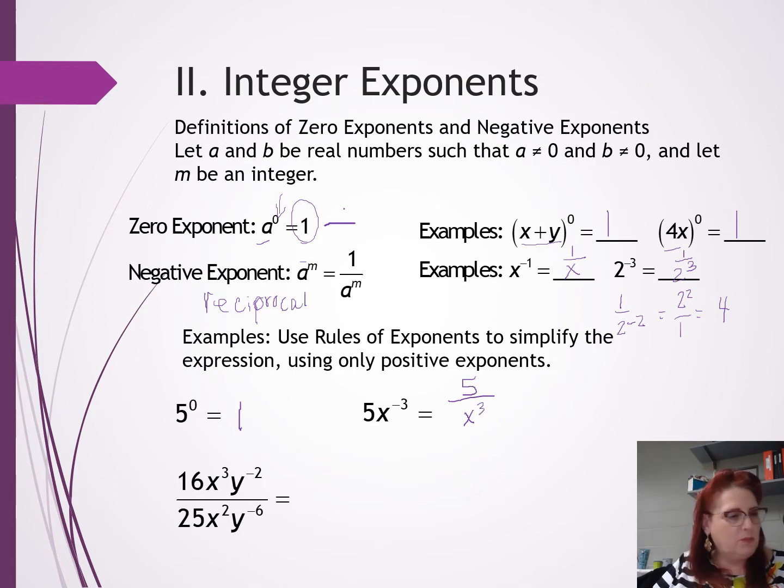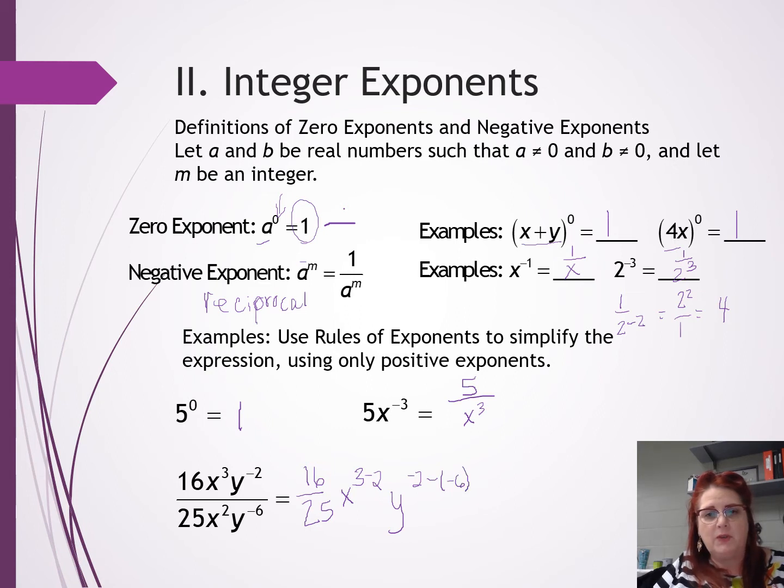Whew, now we're getting into some really fancy stuff here. We've got 16x cubed y to the negative 2 over 25x squared y to the negative 6th. So I'm going to put a division bar here. 16 over 25. You know what, I'm going to take that division bar out because I don't want it quite that long. Just going to make it 16 over 25. If I take x and use the quotient rule, I'll do 3 minus 2. And y is going to be negative 2 minus negative 6.